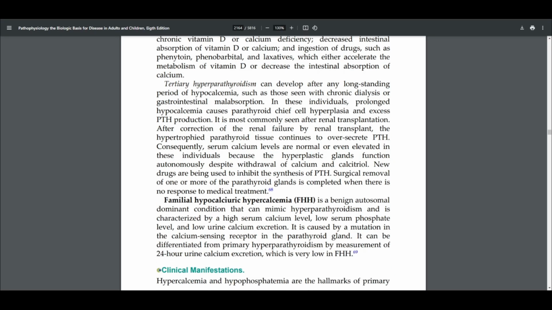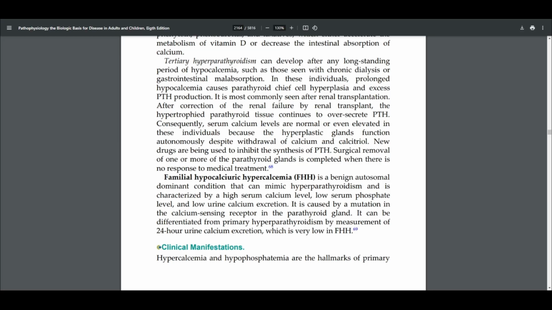Tertiary hyperparathyroidism can develop after any long-standing period of hypocalcemia, such as those seen with chronic dialysis or gastrointestinal malabsorption. In these individuals, prolonged hypocalcemia causes parathyroid chief cell hyperplasia and excess PTH production. It is most commonly seen after renal transplantation.